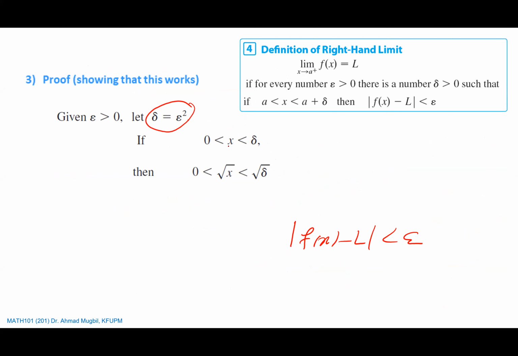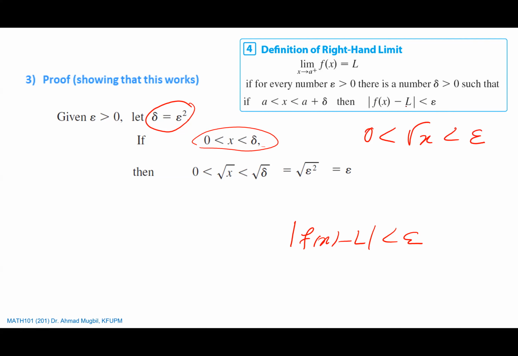Now what I will do, I will square root both sides. Because all of them are positive, I can take the square root. I will do the opposite. Now, the square root of delta is the square root of epsilon squared, which is epsilon, because epsilon is positive. Now, what do we have? We have 0 less than square root of x less than epsilon.